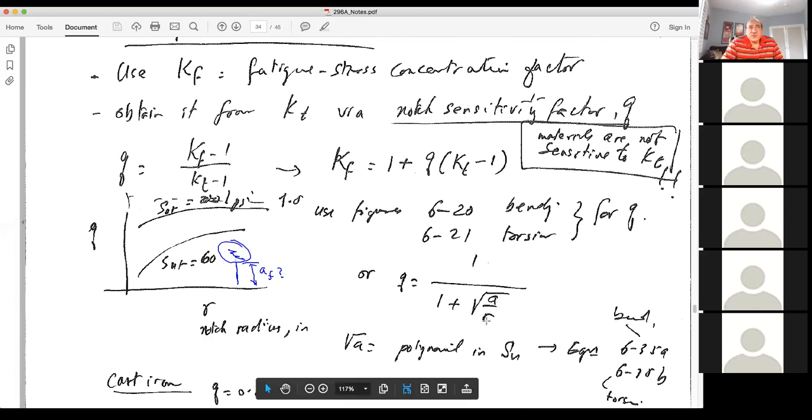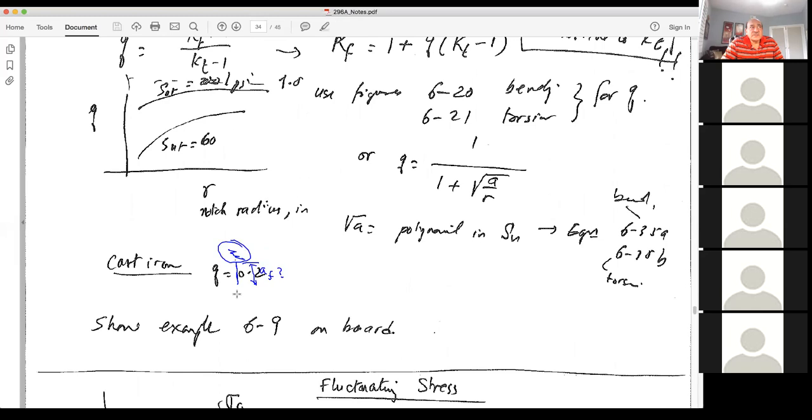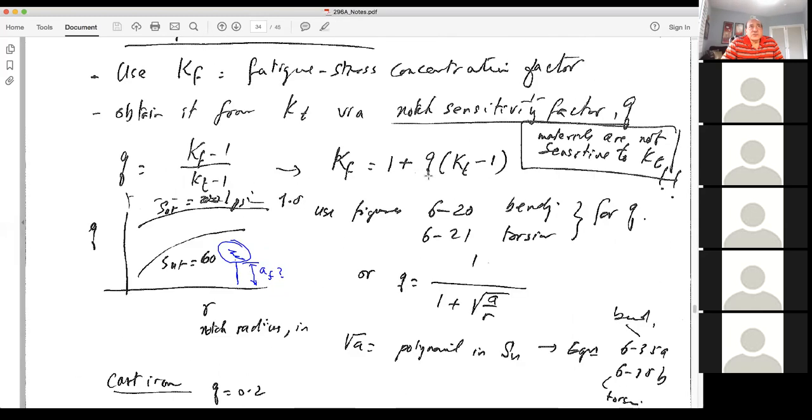So we have a correlation by a polynomial in these equations and charts that give us Q as a function of the notch radius. For example, if I know the Q value and the K sub T, then I can find the K sub F that I use in my shaft design. I need that to design the assembly for the speed reducer project that we have.